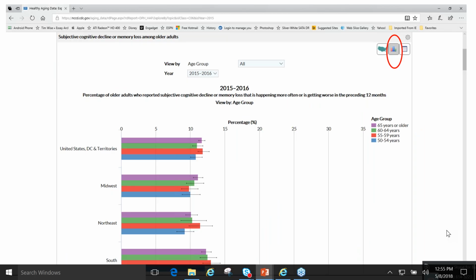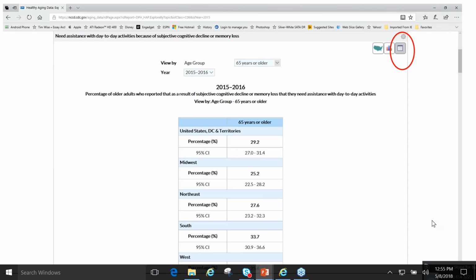This is an example of the data displayed in bar graph format. Next slide, please. And this is an example of the data displayed in table format. And the next slide.